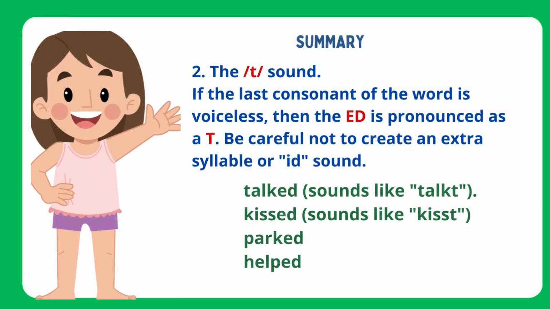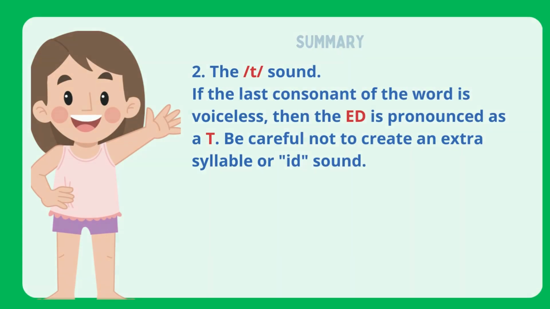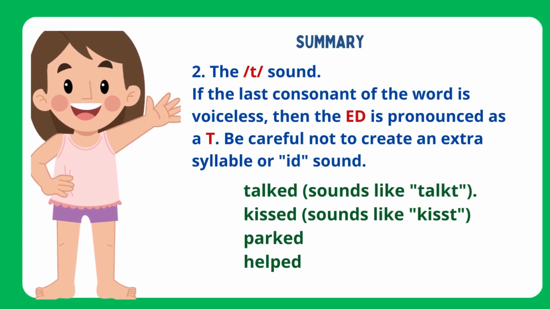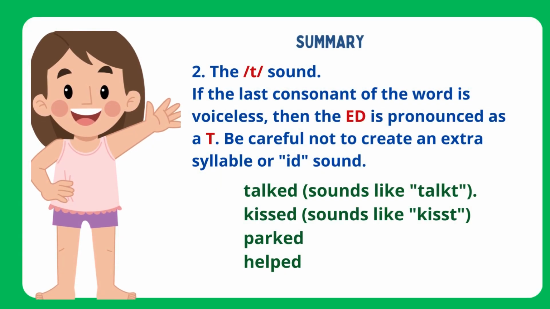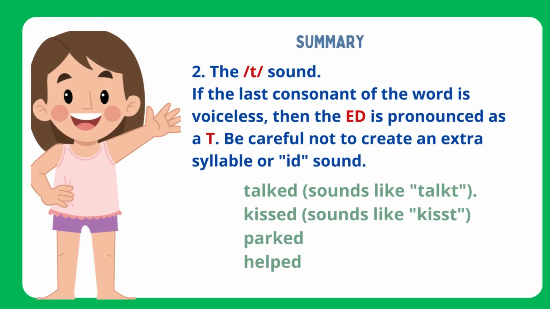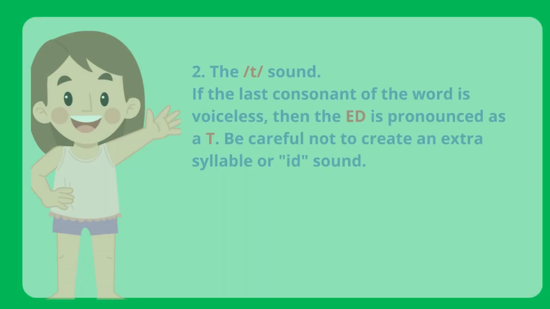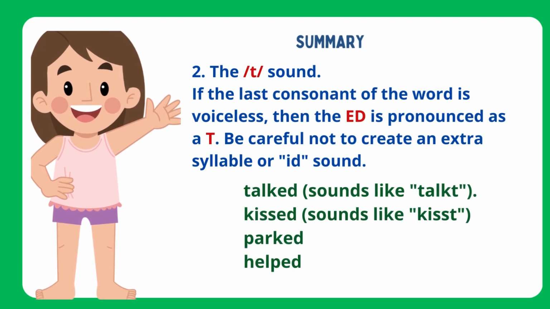Summary. 2. The t sound. If the last consonant of the word is voiceless, then the ed is pronounced as a t. Be careful not to create an extra syllable or id sound. Talked sounds like talked. Kissed sounds like kissed. Parked. Helped.